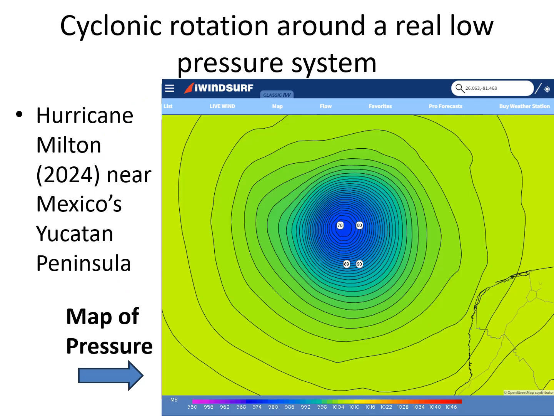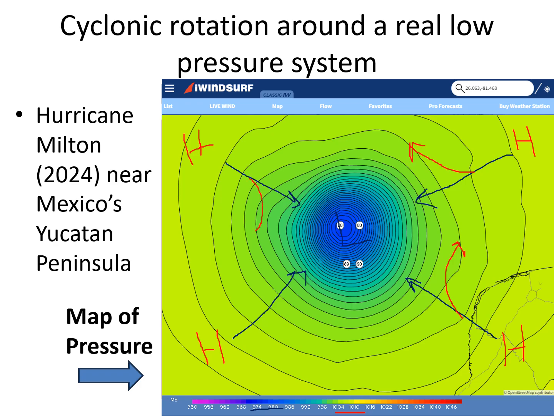Now we're going to look at the isobars and the wind flow around an actual cyclone. This is Hurricane Milton, which is currently in the Gulf of Mexico near the Yucatan Peninsula. In this diagram here, the yellow-green colors are higher pressure areas. So there are higher pressure areas on the periphery of this cyclone, and there's a low pressure area at the center of the cyclone with lower pressures there. So you'd expect the winds to flow from the high pressure to the low pressure area, but of course the winds get deflected by the Coriolis effect to the right of their initial direction of motion.